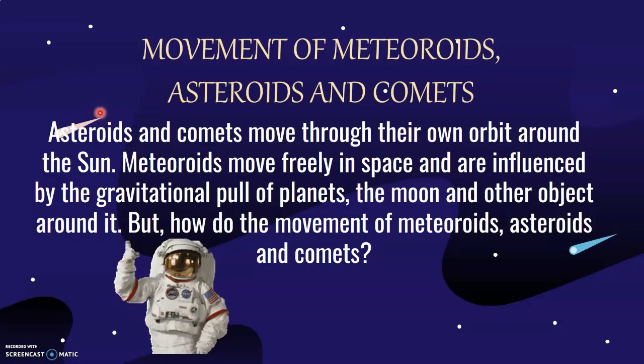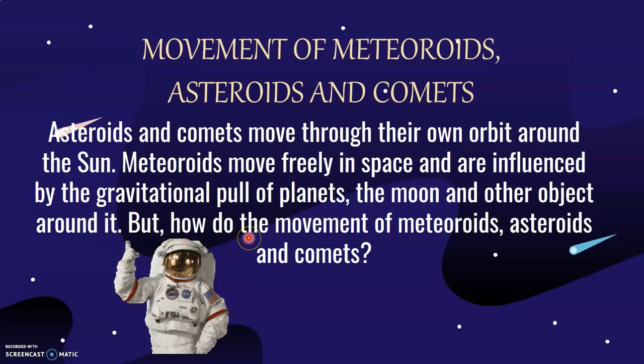So hi, from the previous video that we've made before, we already told you about the definition of meteoroids, asteroids, and comets. So today we are going to tell you about movement of meteoroids, asteroids, and comets. Asteroids and comets move through their own orbit around the Sun. Meteoroids move freely in space and are influenced by the gravitational pull of planets, the Moon, and the other objects around it.